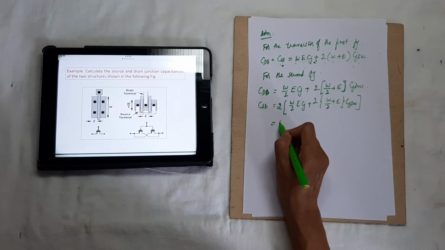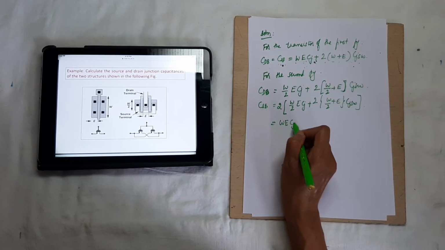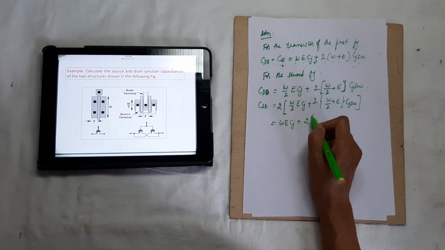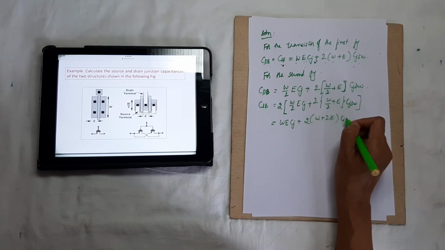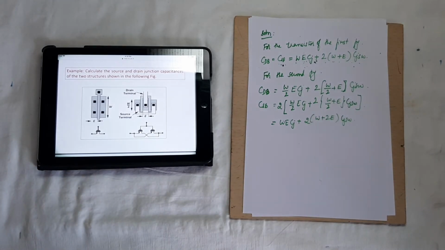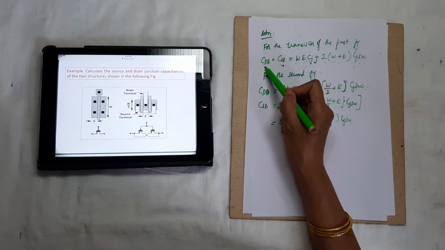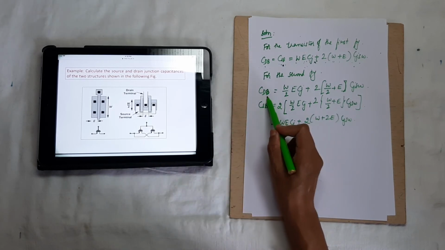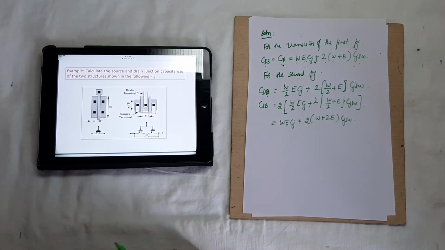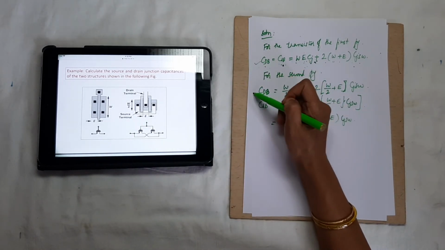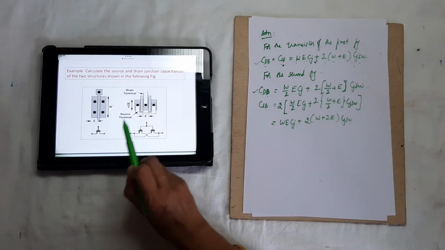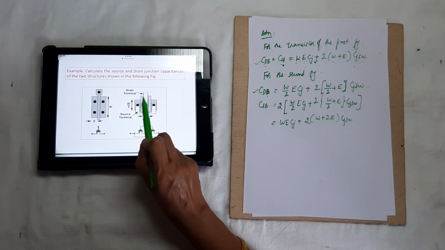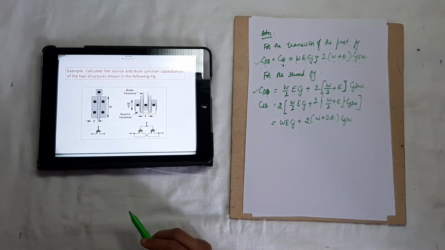This comes out to be WECJ plus 2 times W plus 2E into CJSW. Now look into the drain to bulk capacitance of the first figure and drain to bulk capacitance of the second figure. If you compare this equation with this equation, where is the capacitance reduced? The capacitance is reduced when the structure is folded like this.